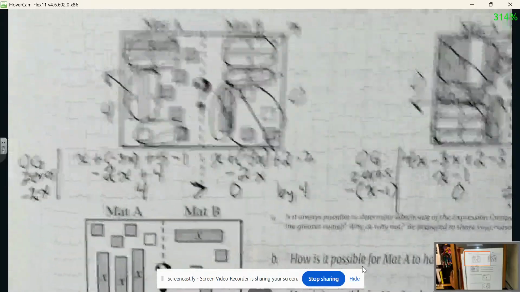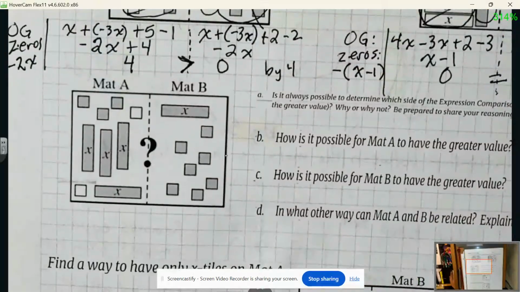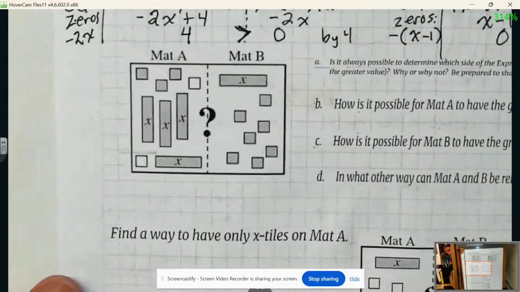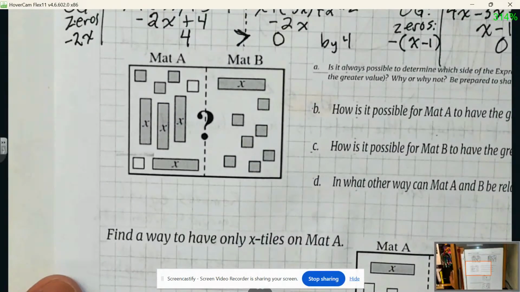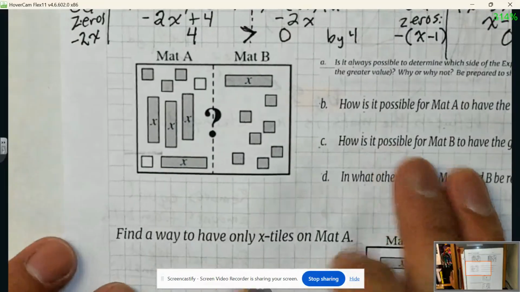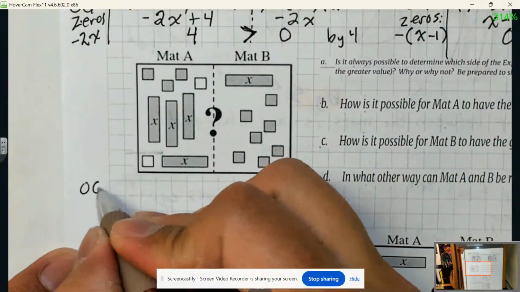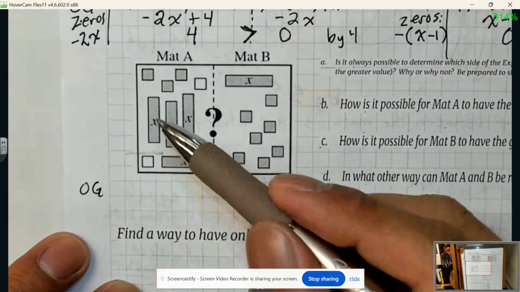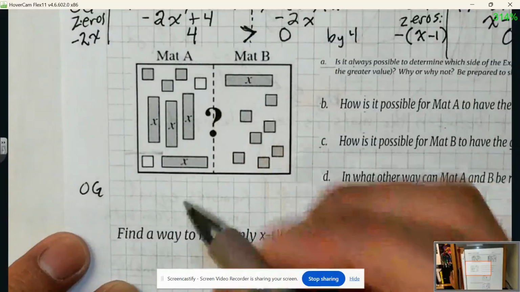Okay, so we're going to look at this next one in a kind of different way, but start off with the same exact steps. Okay, we're starting with the original. 4x plus 3 minus 2.